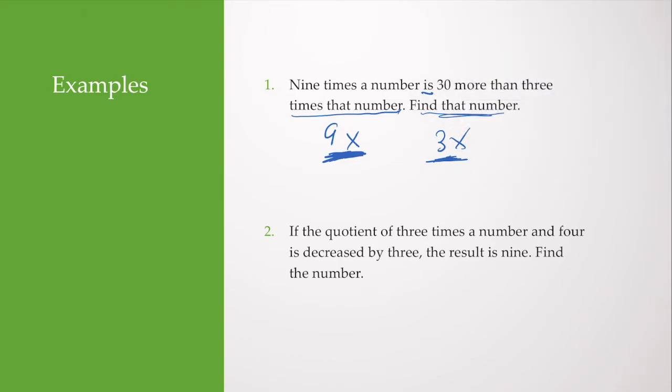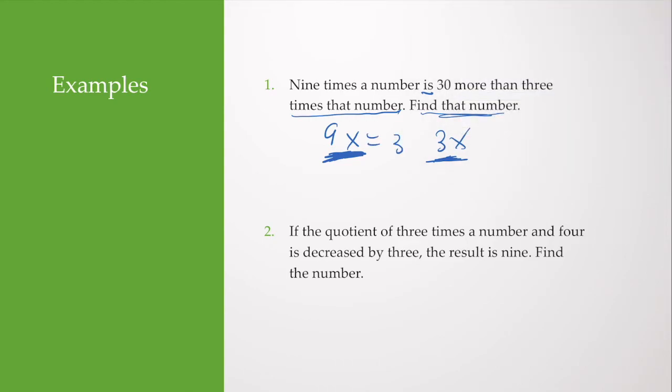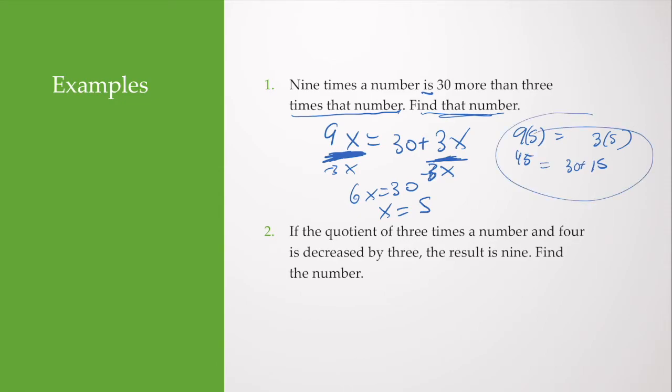9 times the number is 30 more than 3 times that number. So I've got 9x equals 30 plus 3x. So if I subtract 3x, I get 6x equals 30. So x equals 5 would be our final answer. We could always check our answer. 9 times 5 is 45, which is definitely 30 more than 3 times 5, which is 15. So we can always check your answers.